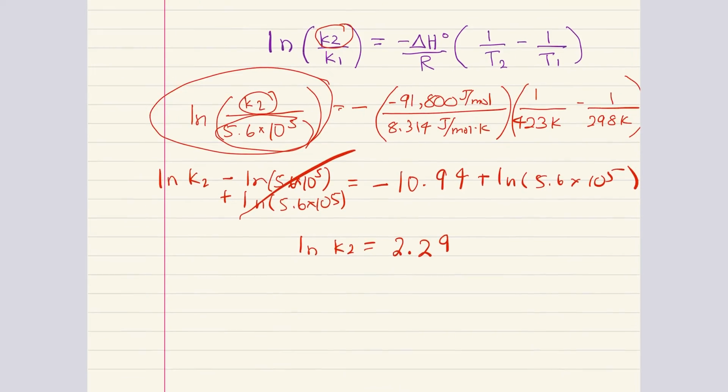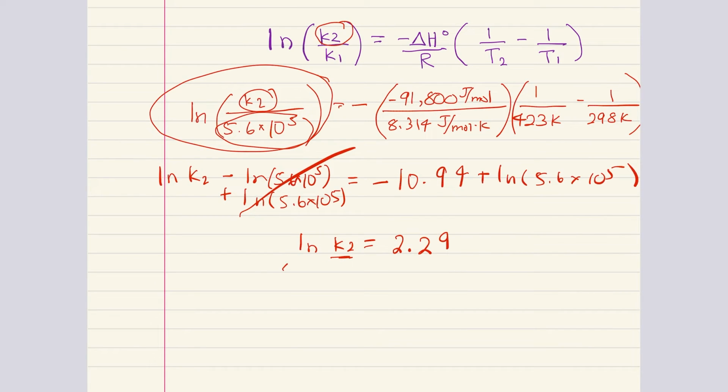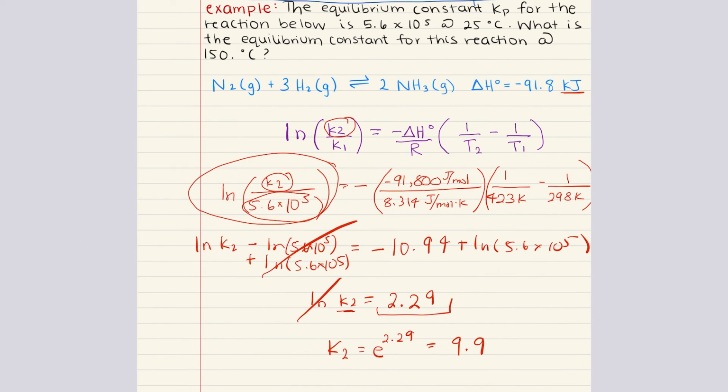2.29. Now we just want to solve for K2, so we want to get rid of this natural log. To do that, K2 is going to be equal to E raised to whatever's on the right side. So E to 2.29. If we plug this into a calculator, we're going to get 9.9. So K2, the equilibrium constant at 150 degrees Celsius for this reaction, is equal to 9.9.